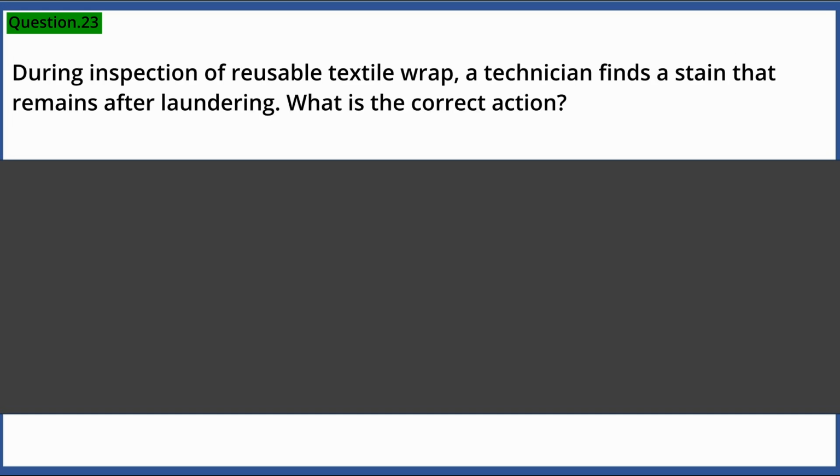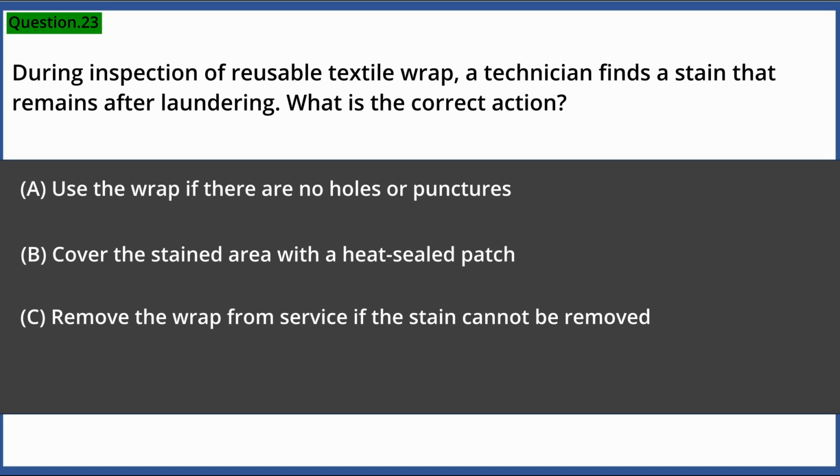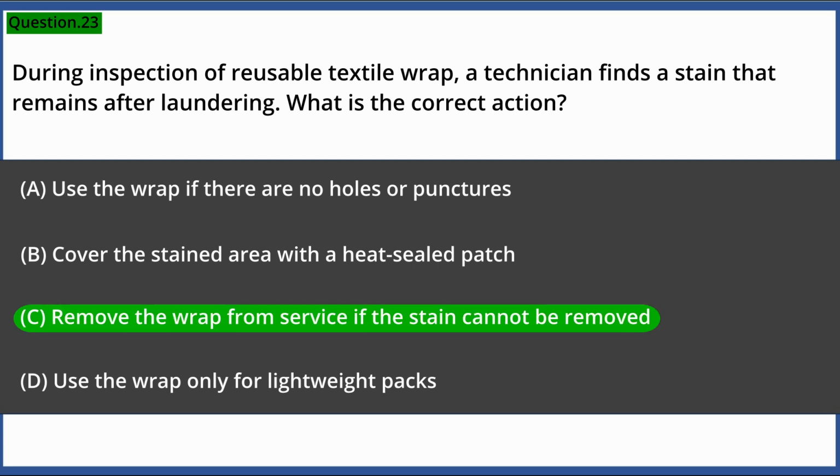During inspection of reusable textile wrap, a technician finds a stain that remains after laundering. What is the correct action? A. Use the wrap if there are no holes or punctures. B. Cover the stained area with a heat-sealed patch. C. Remove the wrap from service if the stain cannot be removed. D. Use the wrap only for lightweight packs. Answer. C. Remove the wrap from service if the stain cannot be removed.